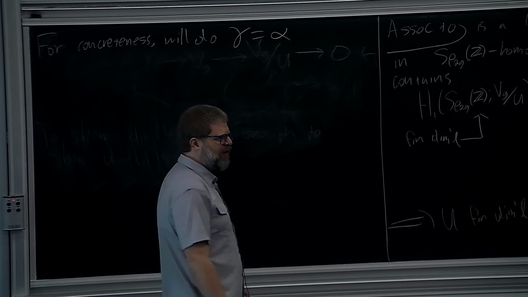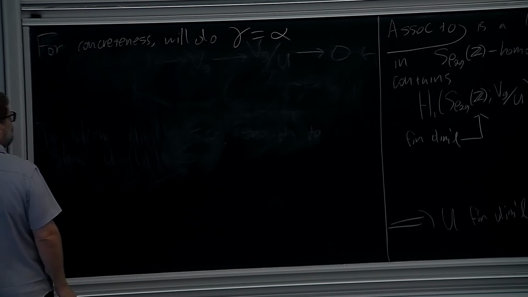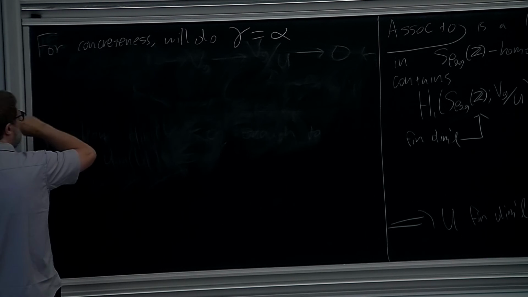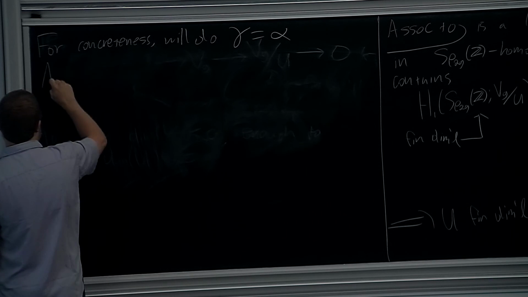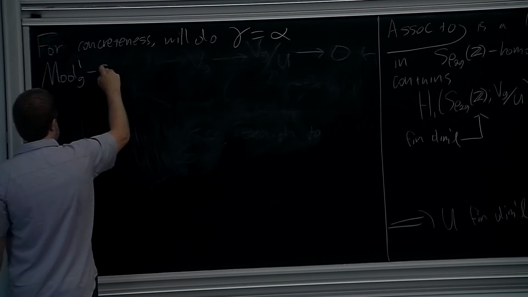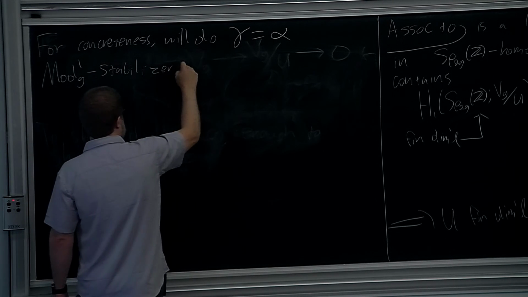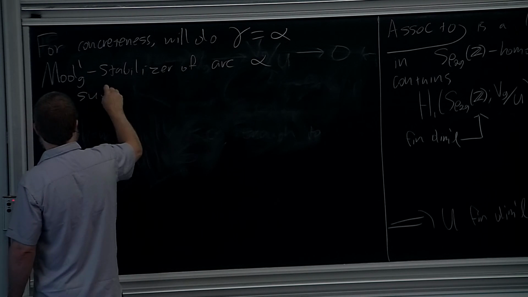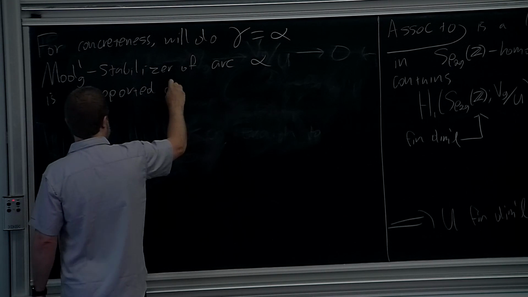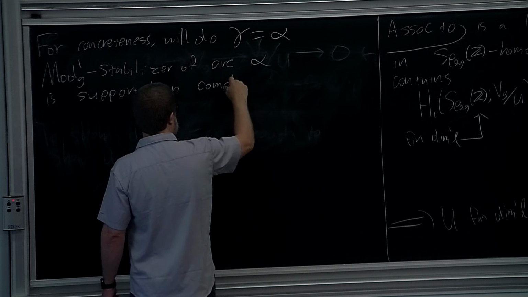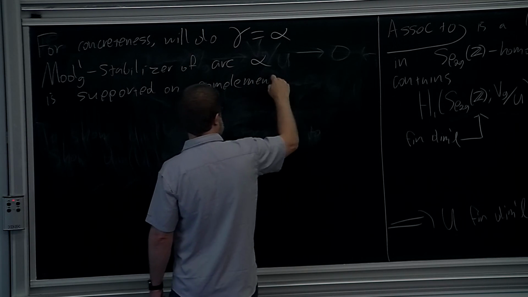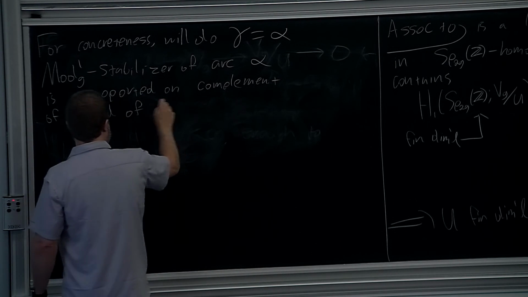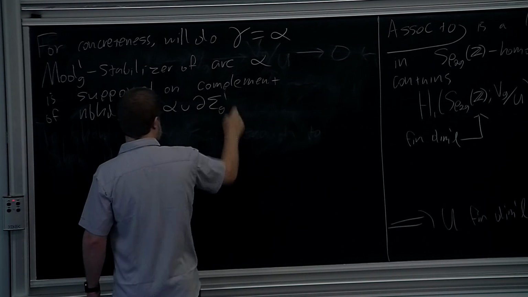So what does the stabilizer look like? Well, I want to make an observation. If we look at the mapping class groups, the mapping class group stabilizer of the arc alpha is supported on the complement of a regular neighborhood of alpha union the boundary of sigma G,1. Let me show you what I mean.